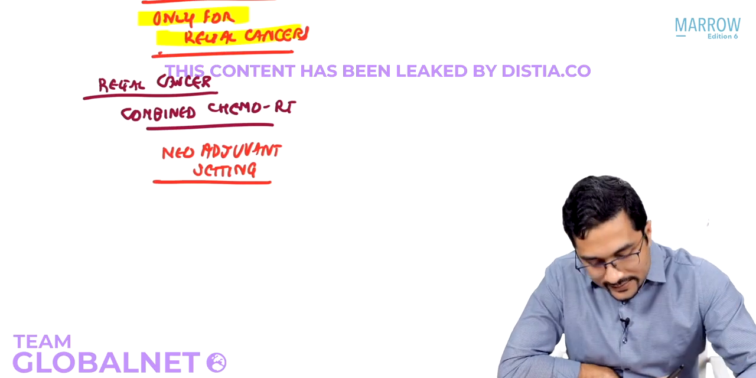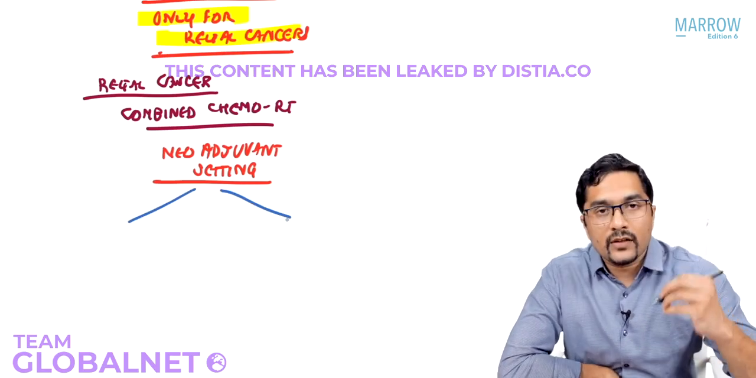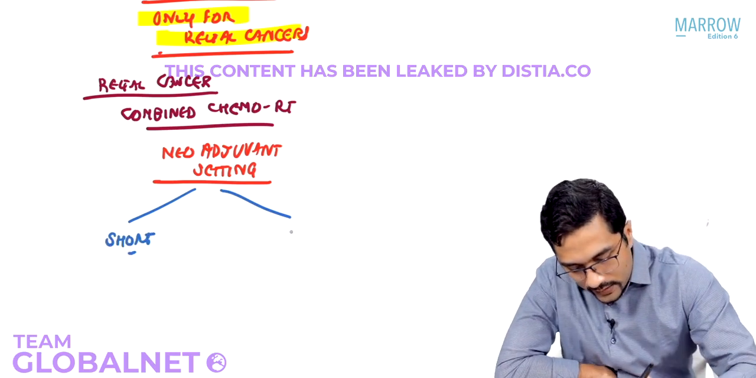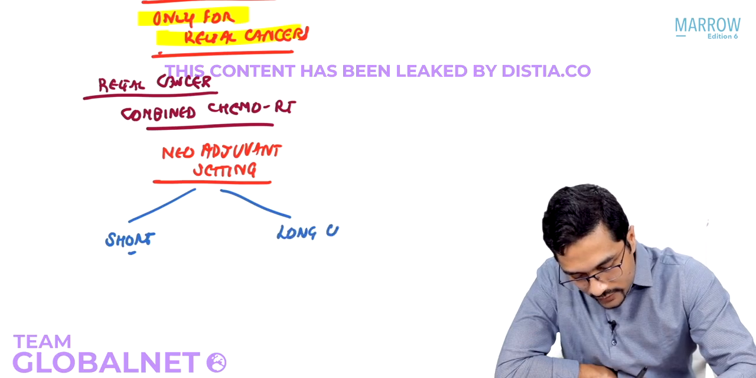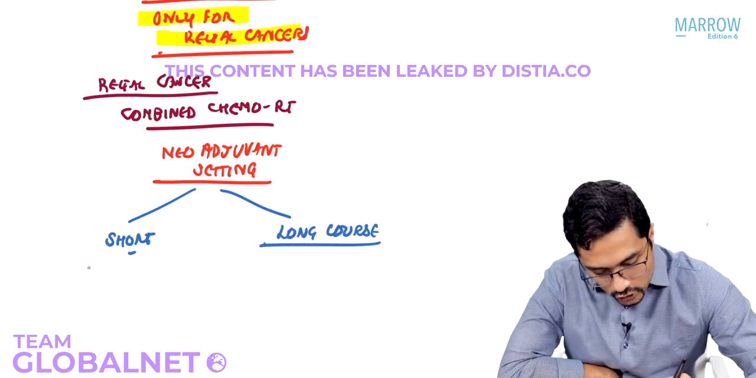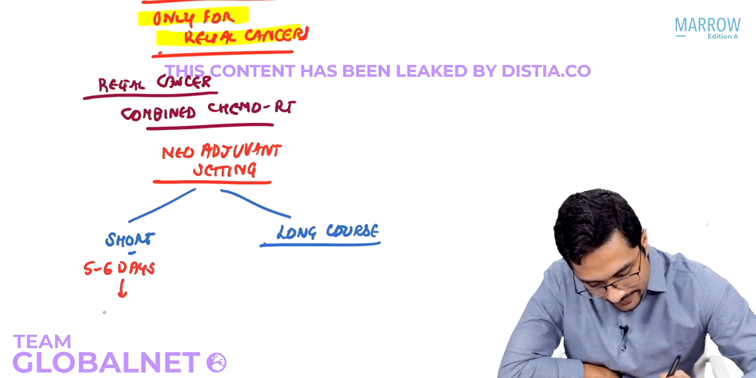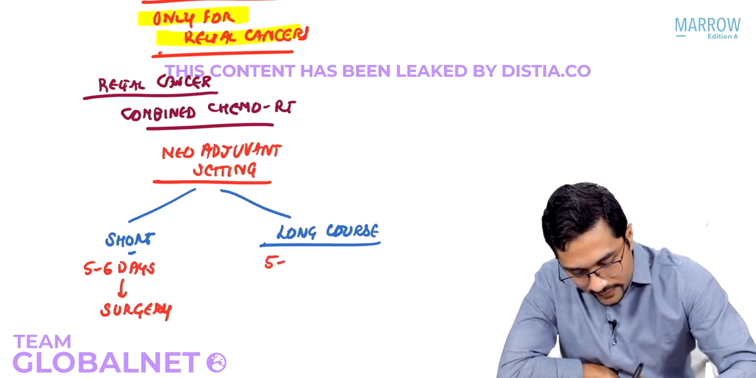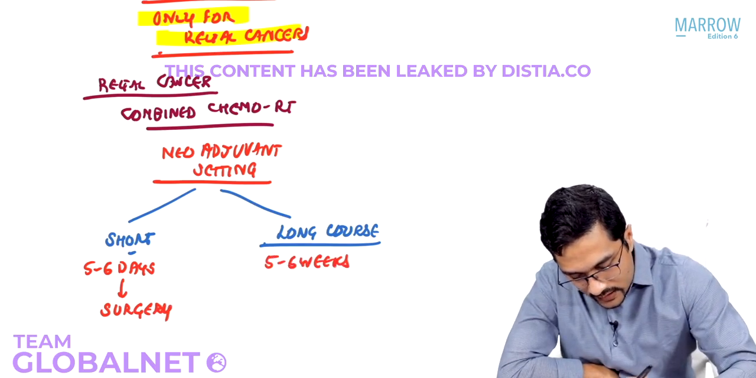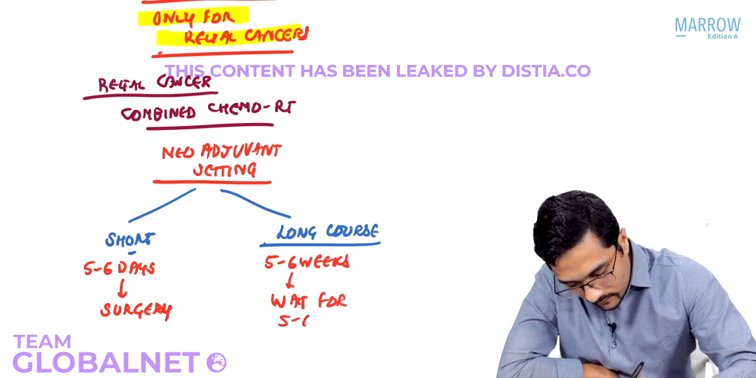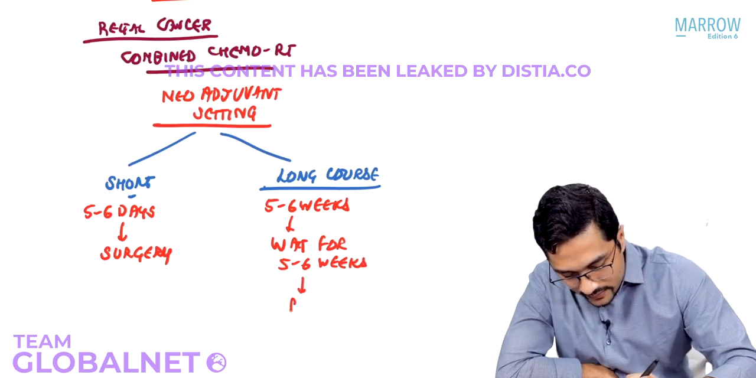In the neoadjuvant setting, there can be 2 types of regimes. You can have a short course chemo RT or short course RT, or you can have a long course treatment. Short course is when for 5 to 6 days radiotherapy is given and then we can carry out surgery. Long course is when it is for 5 to 6 weeks chemoradiation. Then we wait for 5 to 6 weeks and then we carry out surgery.